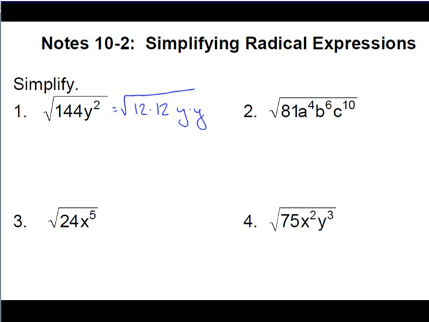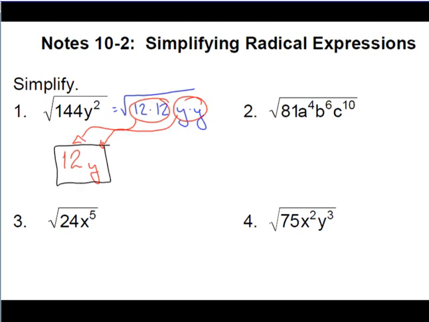So I have pairs, and if you have pairs under the radical, we can pull them outside the radical. This pair right here comes out as a 12. This pair comes out as a y. So that would be my final answer for this one, 12y. It's like we're taking the square root of each individual piece.